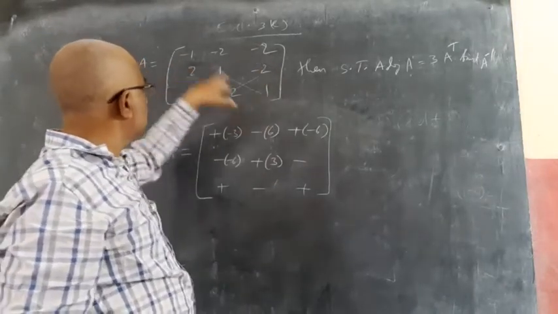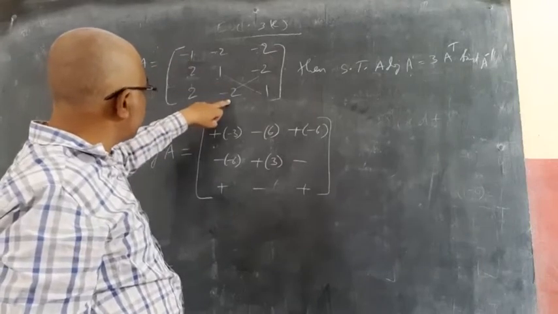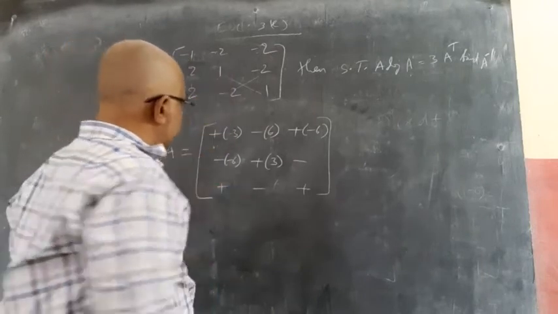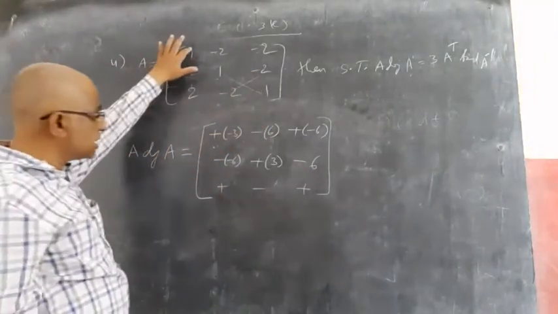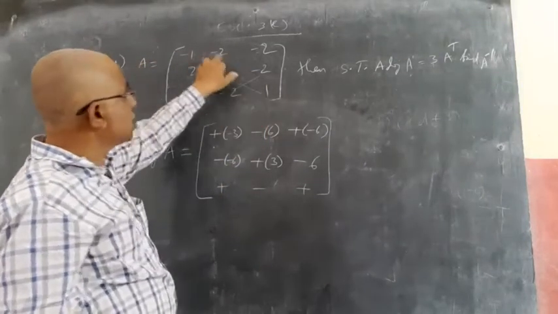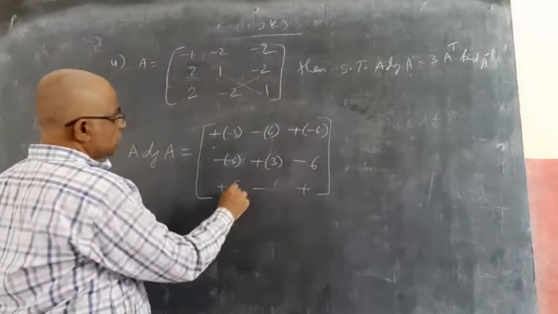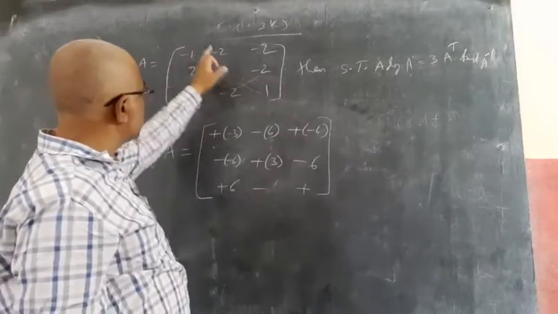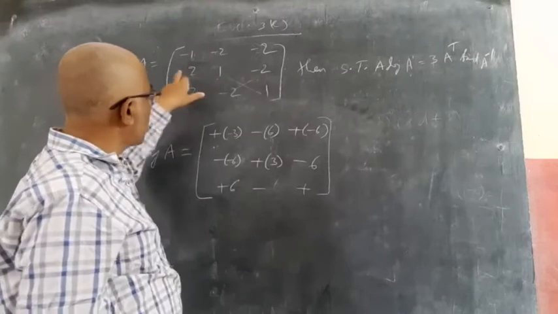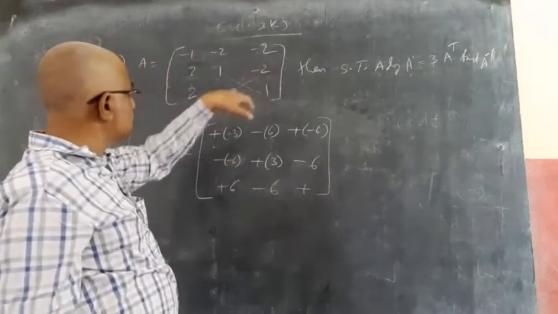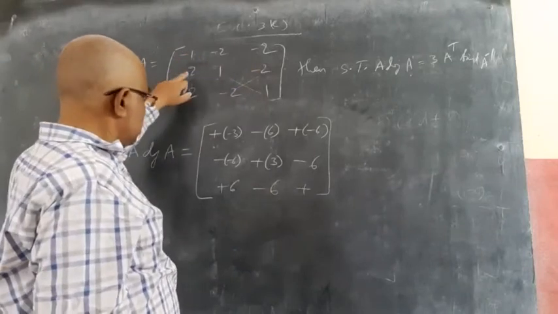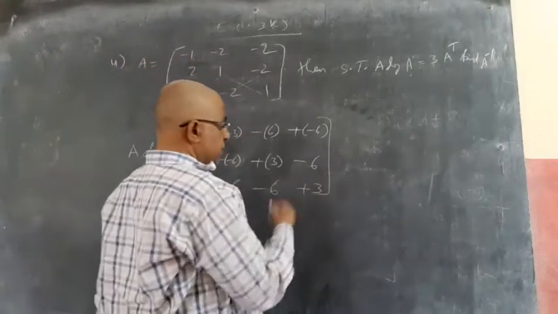This row, this column. So minus 2 minus plus 2, minus 2 minus plus 4. 2 plus 4 is 6. Again to get this element, close this row, this column. Same, 4 plus 2, 6. To get this element, close this row, this column. Plus 2, plus 4, plus 6 again. Close this row, this column. Minus 1, plus 4 is plus 3.